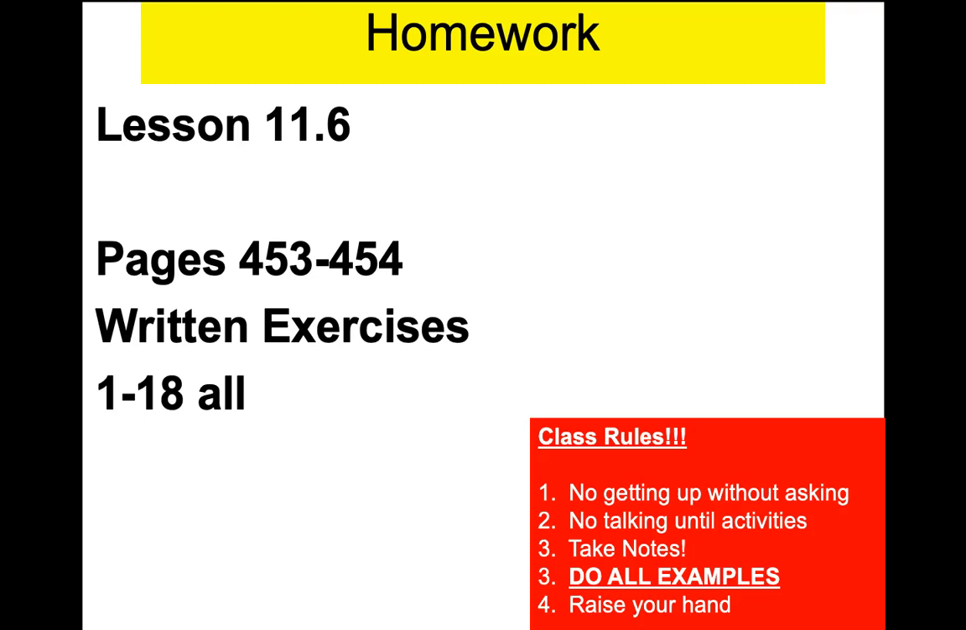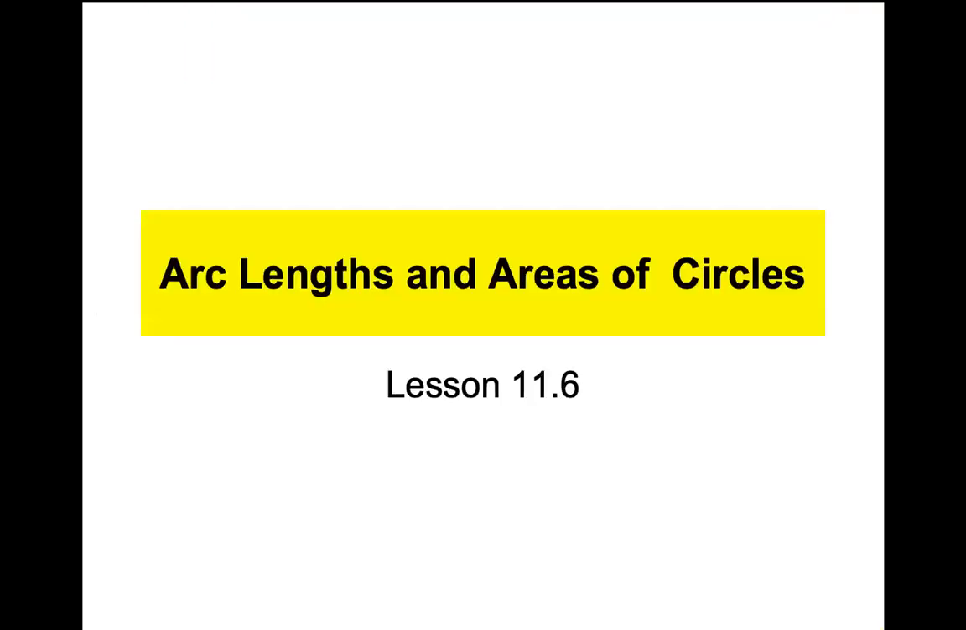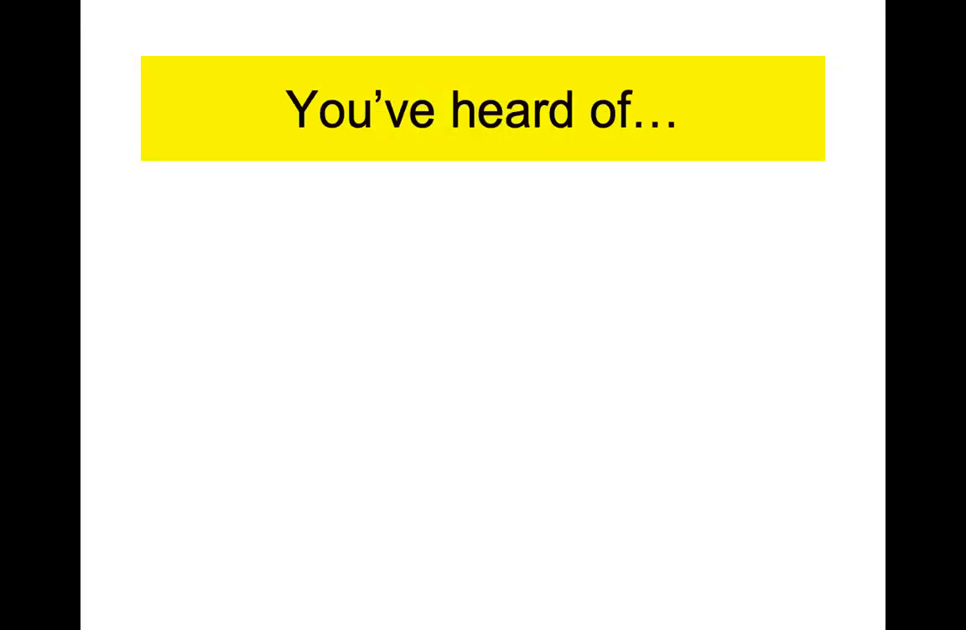All right, honors kids, here's your homework. It's just 1 through 18 all, so you get more of the more challenging ones. Here we go. Two formulas. One is going to involve arc length. One is going to do something called areas of circles, except it's not going to be the entire circle. It's going to be part of the circle.